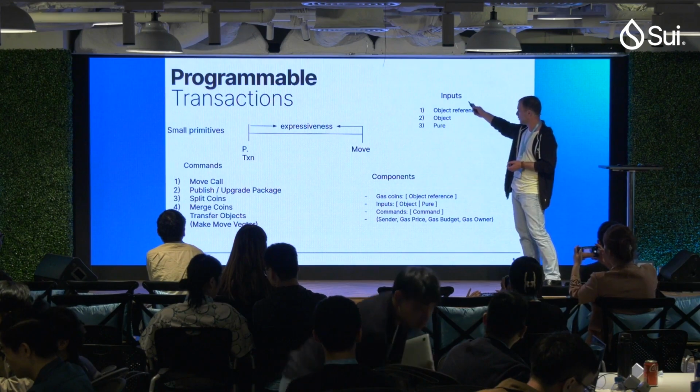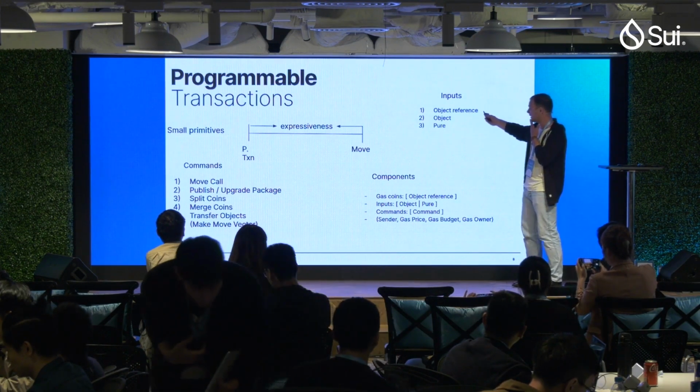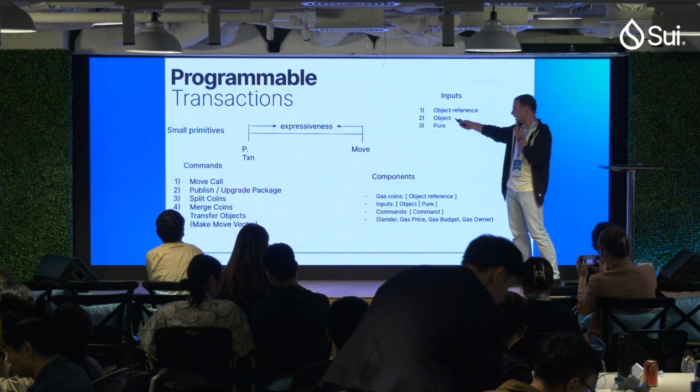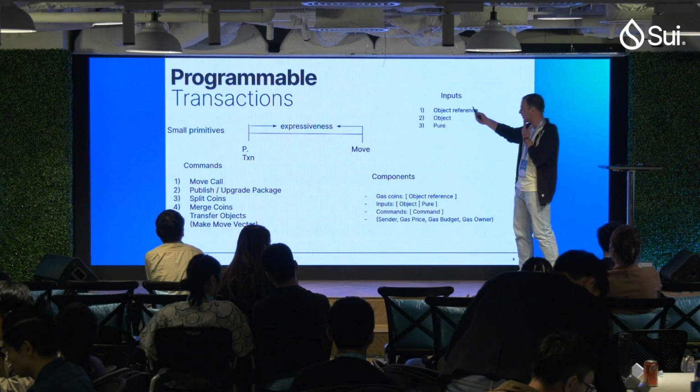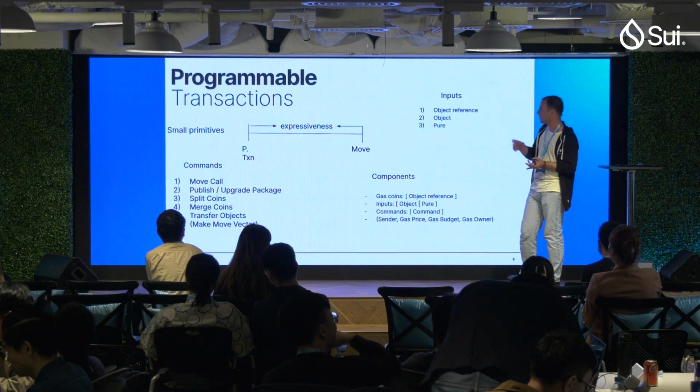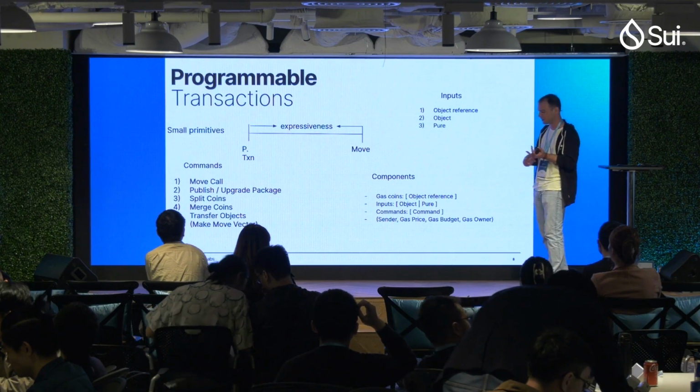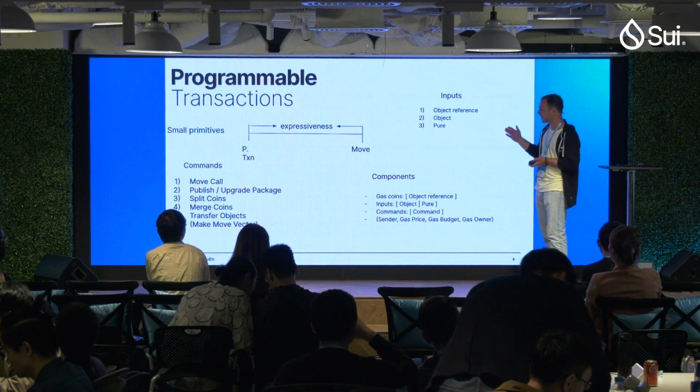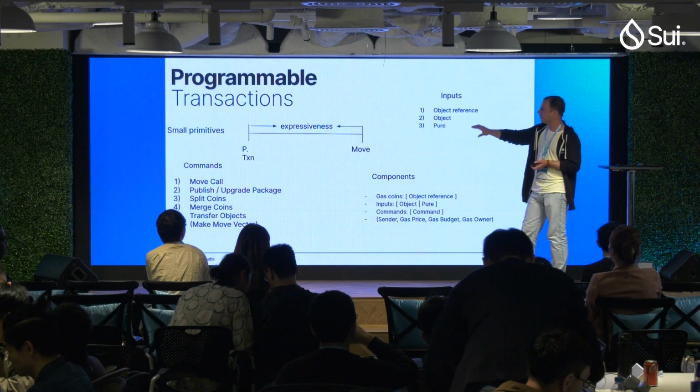You need to have the inputs first, so the inputs can be an object reference, and I'll explain what that is. An object, which gets turned into an object reference in the end, or a pure type, which is things that MoveVM can understand, is a U64, a vector, or an address. So the commands are on the inputs.